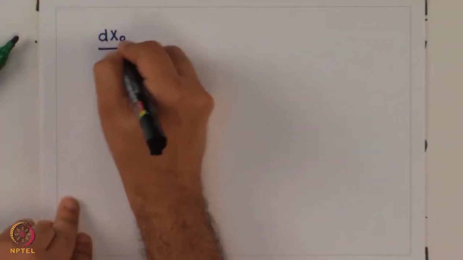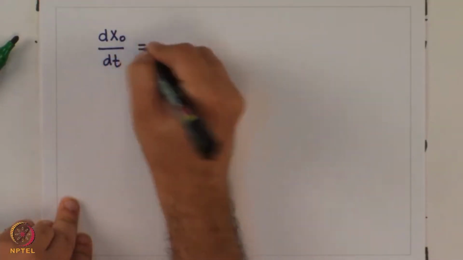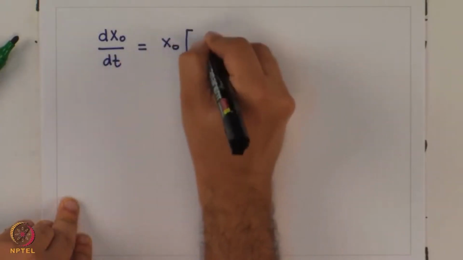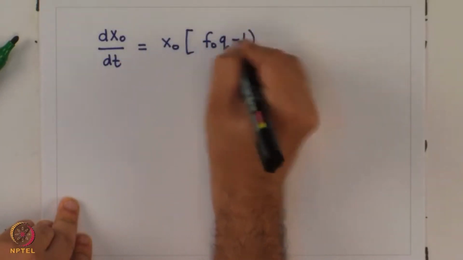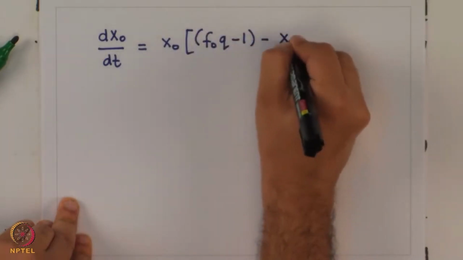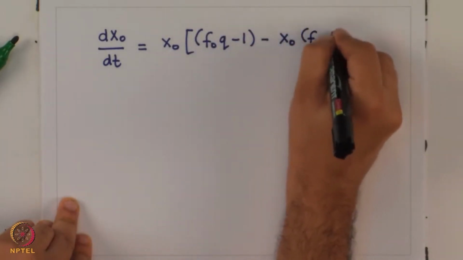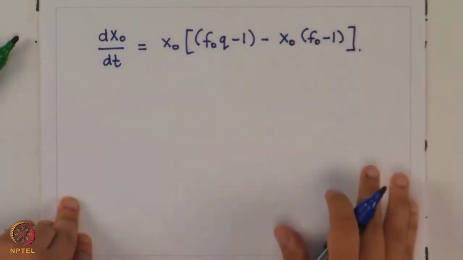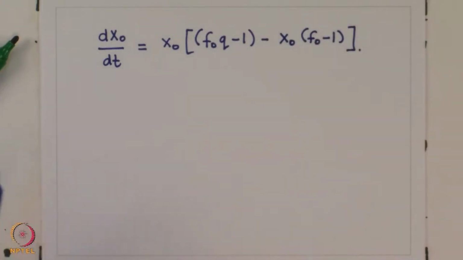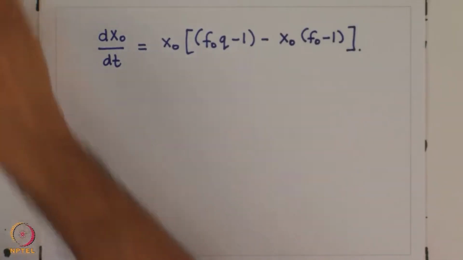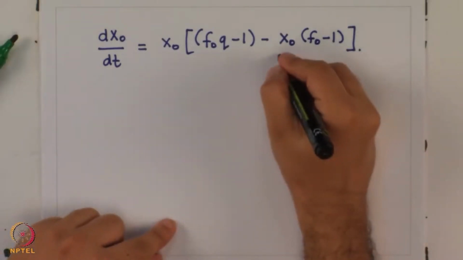So, what else can we say about these systems? Let us take a look at the dx0 by dt equation that we have developed and see if that tells us something more. Again, let me just write that equation down quickly. dx0 by dt is equal to x0 times f0 q minus 1 minus x0 times f0 minus 1. If this is what we are dealing with here, what's the sign of this particular term?